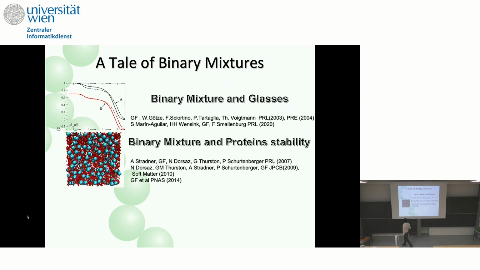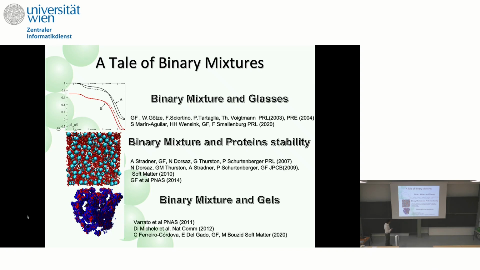And then another thing I did, I looked a lot at binary mixtures of proteins and worked a lot on protein stability and phase diagrams of proteins. And I realized that when you go from one component to two components, things can start to be really, really complex. And this is something I did when I was at EPFL. And more later on, I worked a lot on binary mixtures of gels.